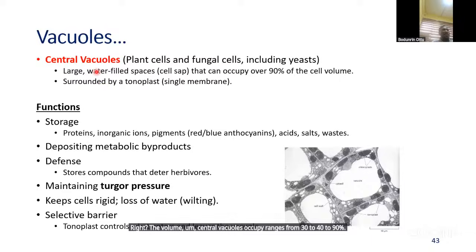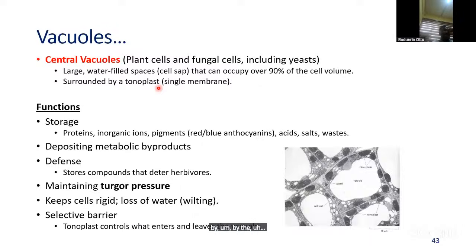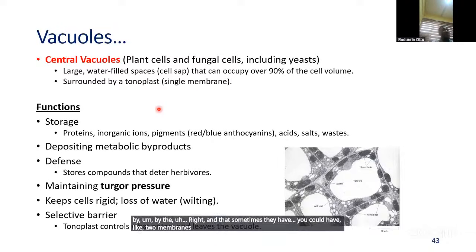And vacuoles have their own membrane called a tonoplast, and it is a single membrane. So remember I told you earlier on that membranes have a bilayer, right? And that sometimes you could have two membranes, but the membrane surrounding the vacuole is single, only one membrane, and it's called a tonoplast.